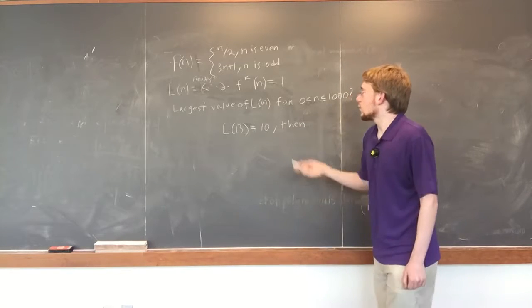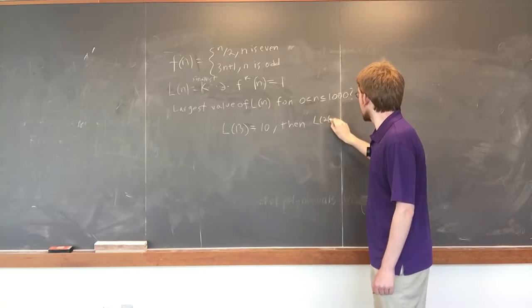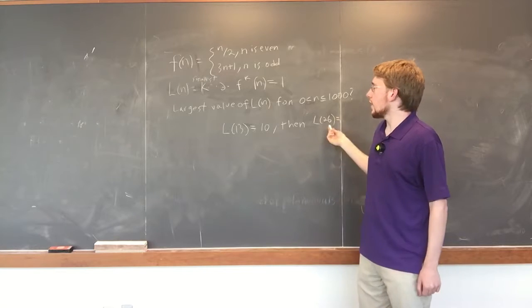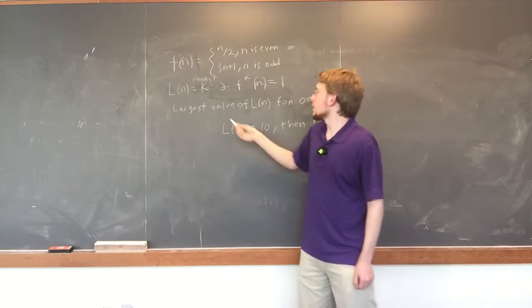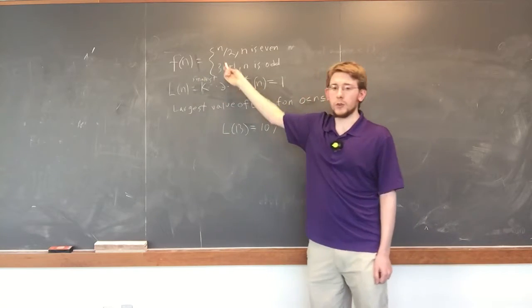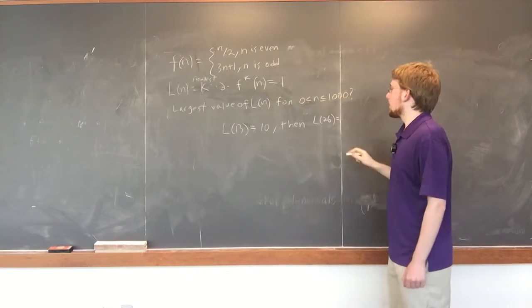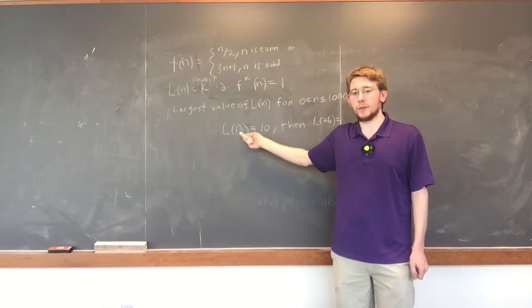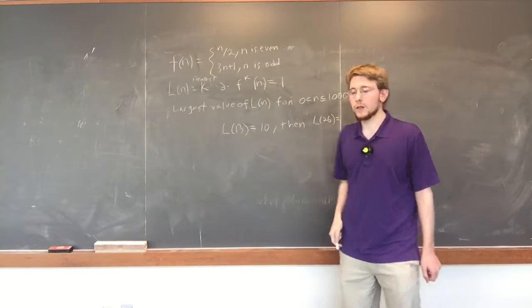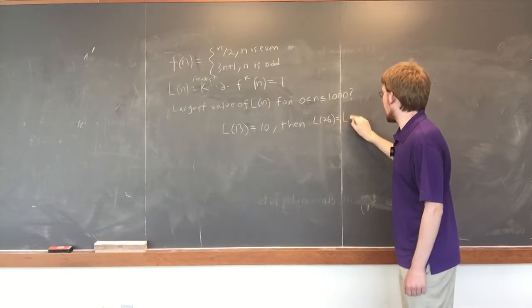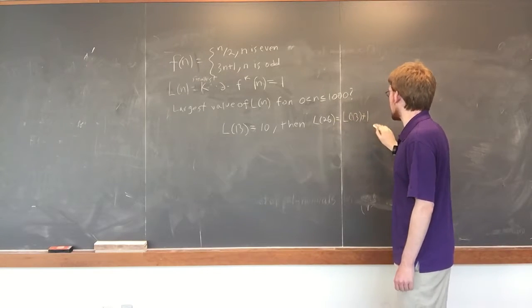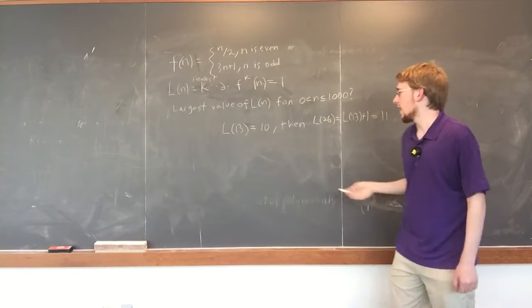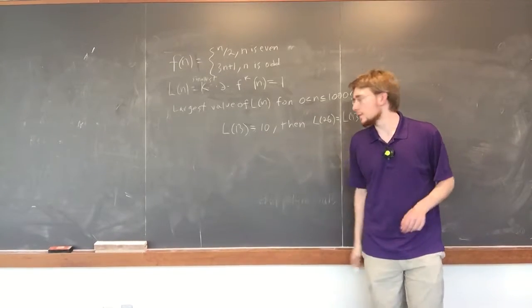If I happen to know that, then when I look at L of, say, 26, well, I start at 26, I apply f, I get 26 over 2 is 13. But then I know how long it takes me to get from 13 down to 1. It's 10. So L of 26 is just going to be L of 13 plus 1, which in this case would be 11. Again, I'm not entirely sure if that's accurate, but it's pretty close.